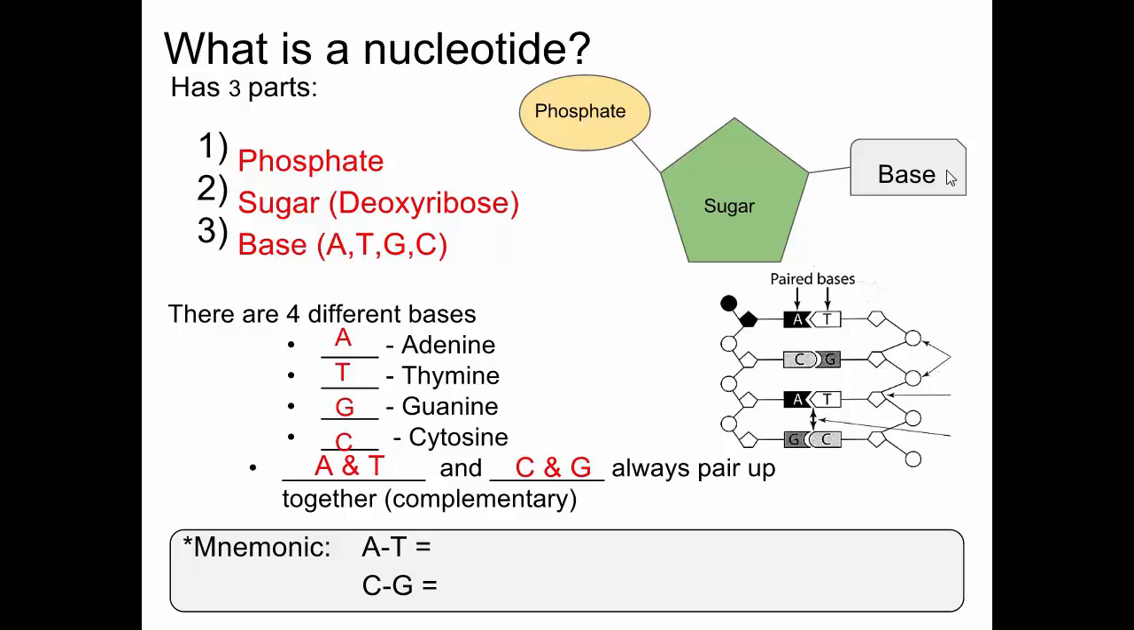And if you remember this using a mnemonic, a mnemonic's just kind of a phrase that helps you remember how things fit together. So you can remember A and T are complementary because apples are in trees. Apples grow on trees.